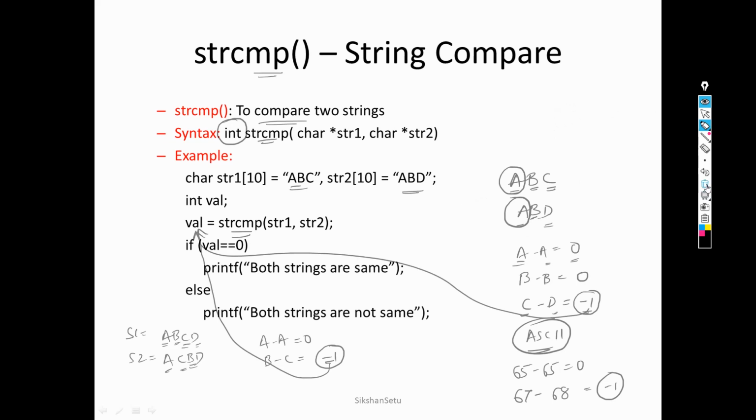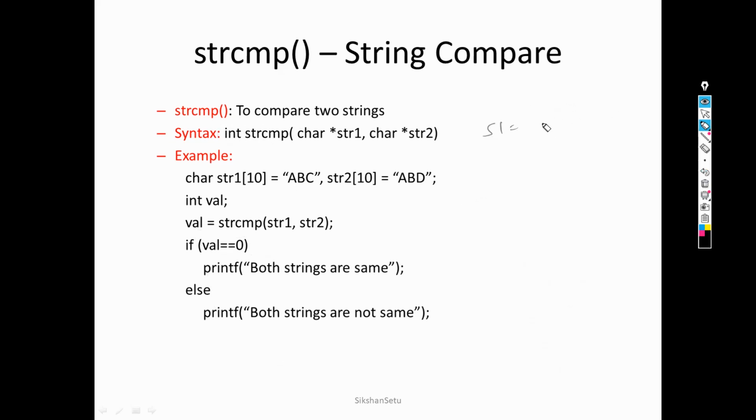Now we'll take another example. Suppose here S1 equals ABC and S2 equals abc. So now what will happen? A minus a is 0, b minus b is 0, c minus c is 0. For all three characters we have received 0, and no more characters exist in either string. So the final value is 0. That 0 will be given to this val.